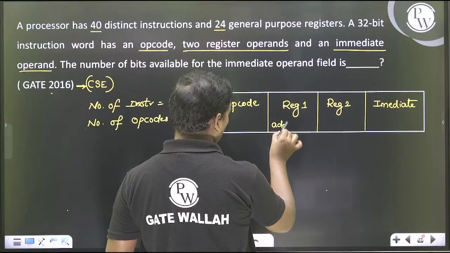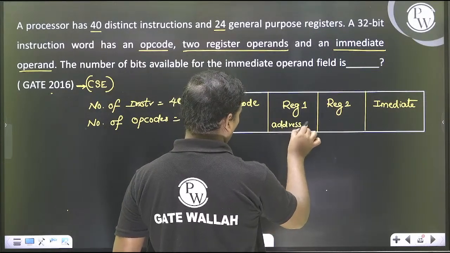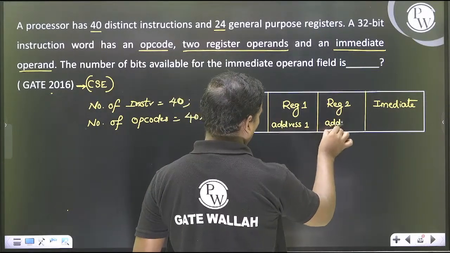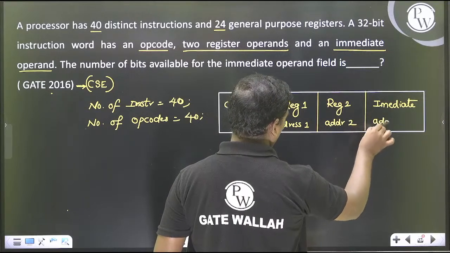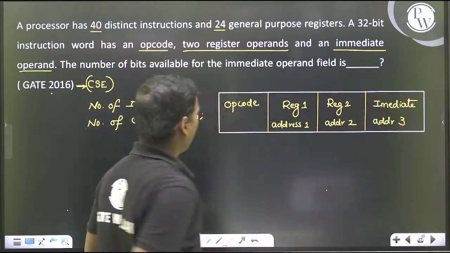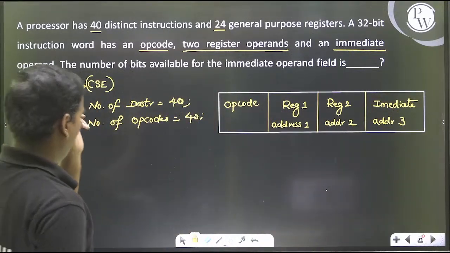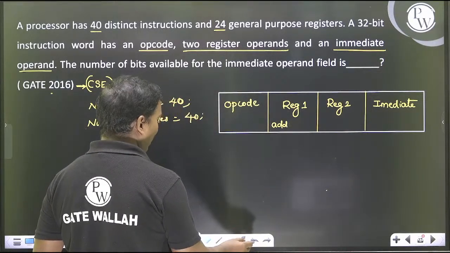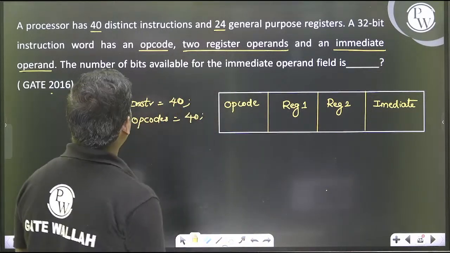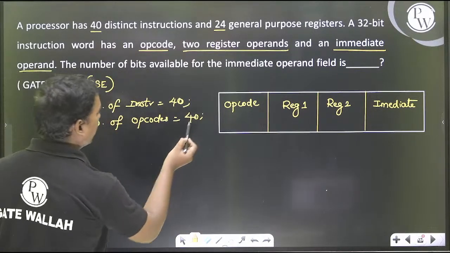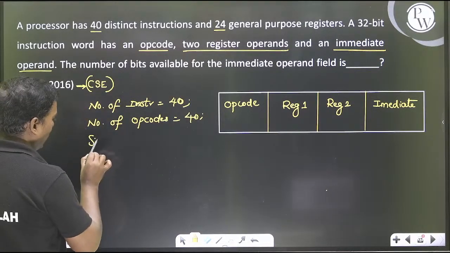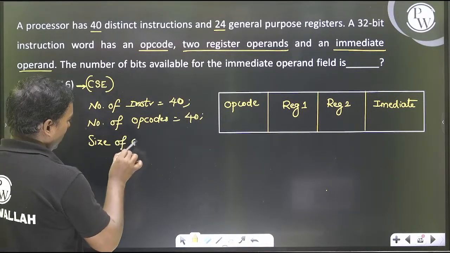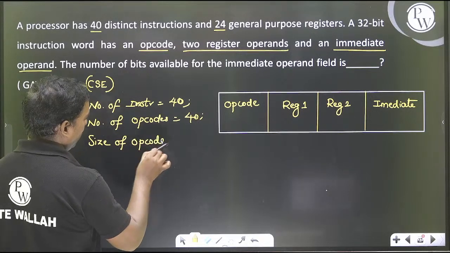So this is the address field 1, this is the address field 2, this is the address field 3. Okay, समझ में आपको? What is given here? A processor has 40 distinct instructions. So number of opcodes is 40. What is the size of opcode? How to find out the size of opcode?